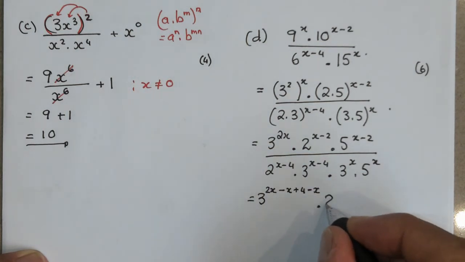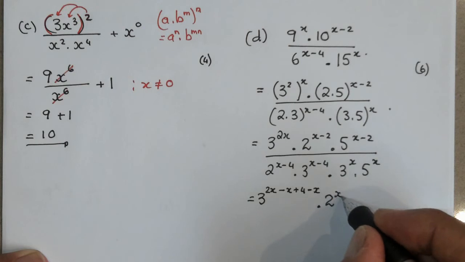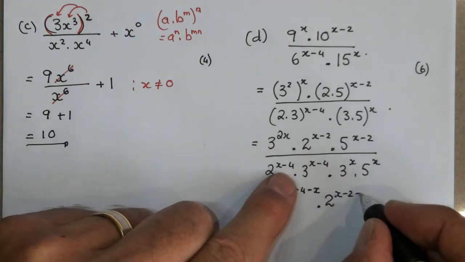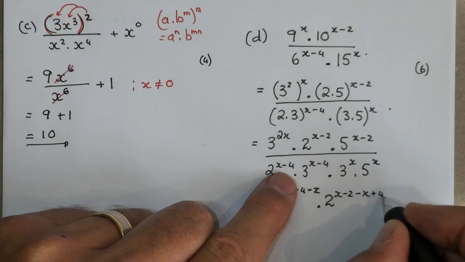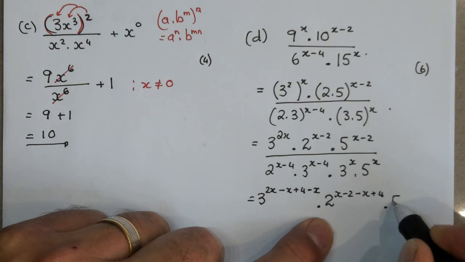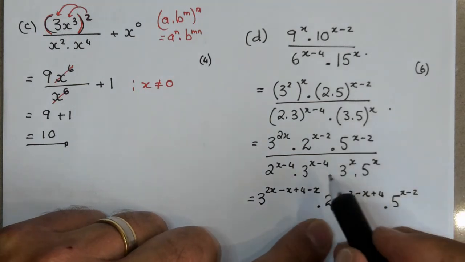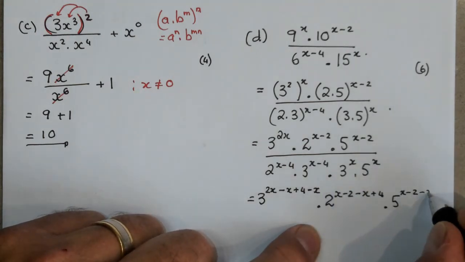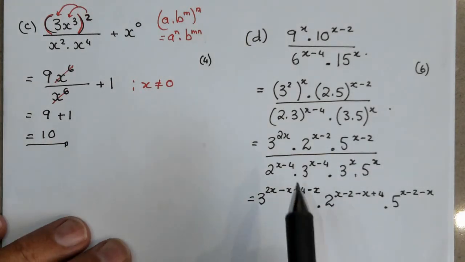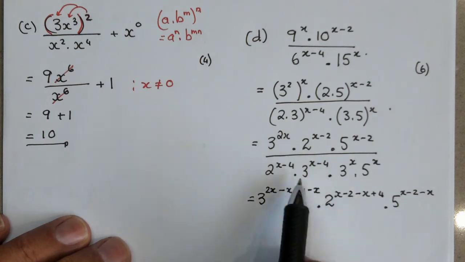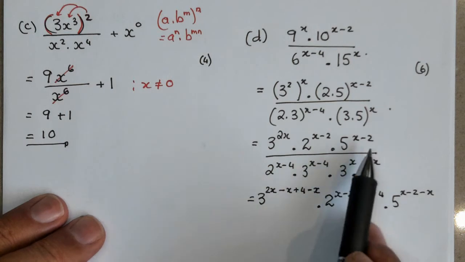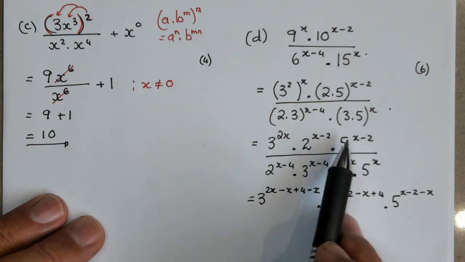Times 2. Now the power at the top is x minus 2. This x minus 4 goes up, becomes minus x plus 4. Okay, and that's it. That takes care of the 2. The 5 is x minus 2 minus the x from the denominator. Why can I do that? I can do that because I'm multiplying everything together. I can only start doing this if I have factors, which is what I have here.